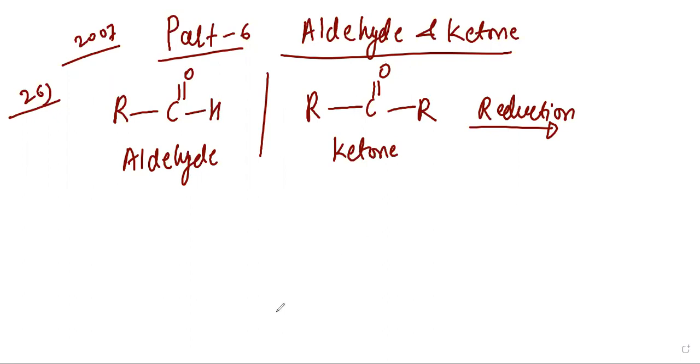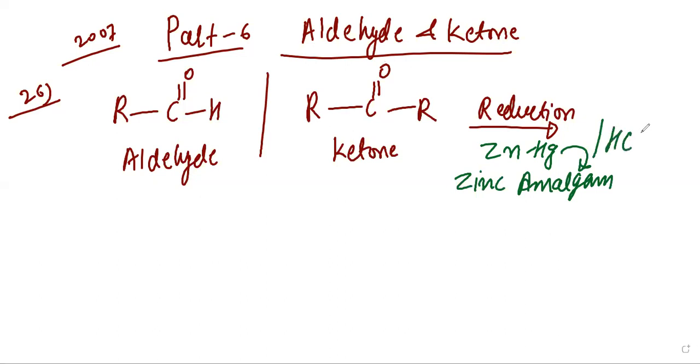using zinc amalgam. What are we using here? Zinc amalgam, right? This is called zinc amalgam. Mercury is involved, so it is called amalgam, right? In presence of conc HCl. Conc means concentrated, right? So this whole reaction is called, tell me, in the previous video we have discussed about it, right?